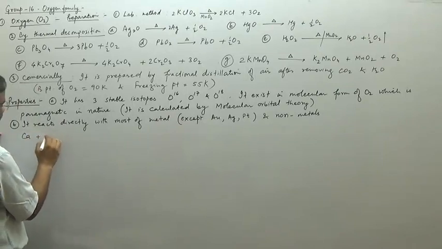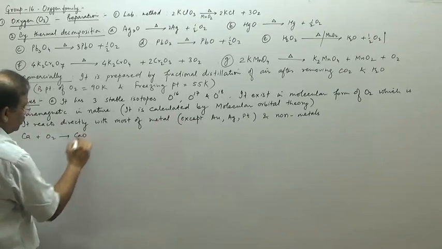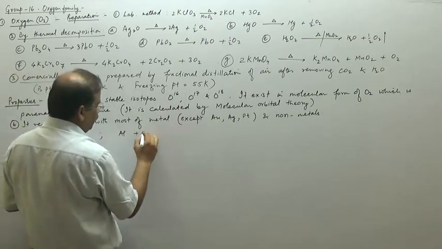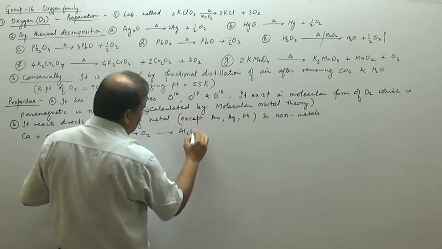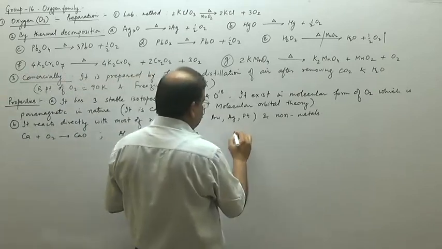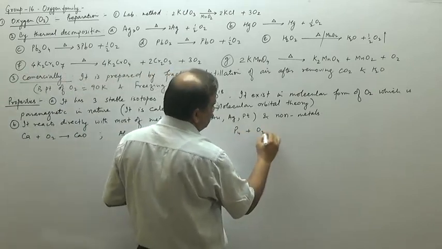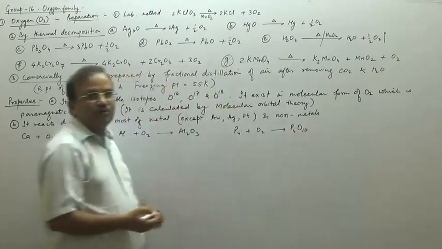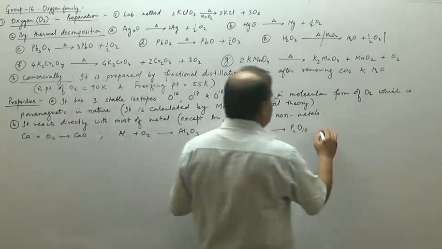So when calcium reacts with O2, it converts into calcium oxide. We can write that aluminium reacts with O2 to form aluminium oxide, Al2O3. When phosphorus reacts with O2, it converts into P4O10. Depending on the amount of oxygen, this and this can be formed easily.